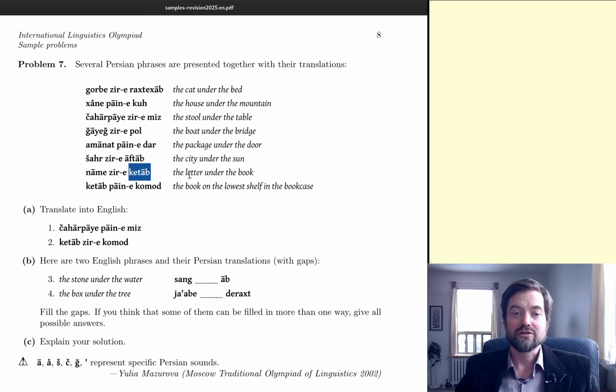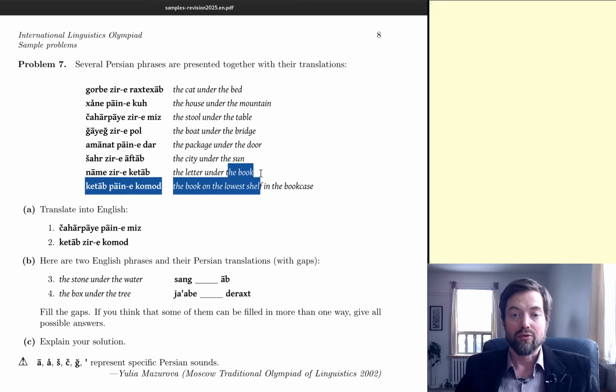And so this also now gives you good information for the rest of these phrases, because now you know that this noun is at the end, so it matches the same order as you would get in English. So it is like the thing under the thing, the book.